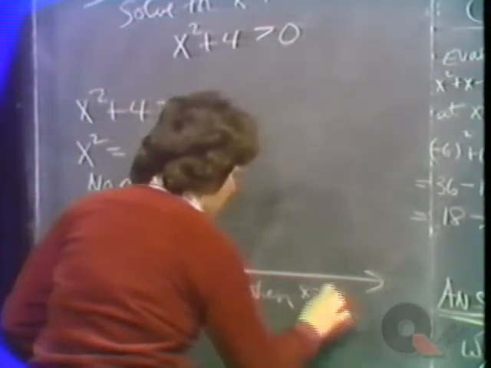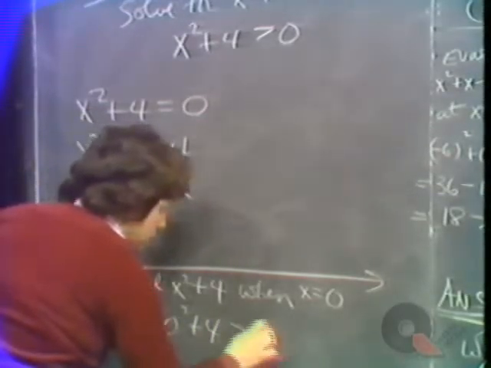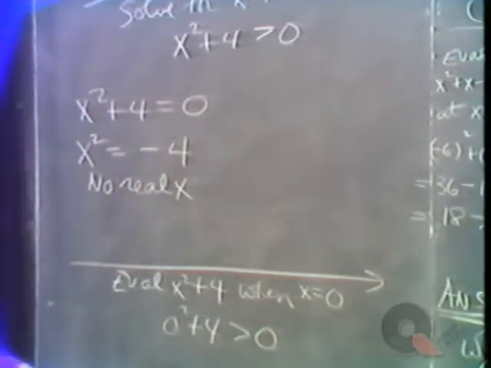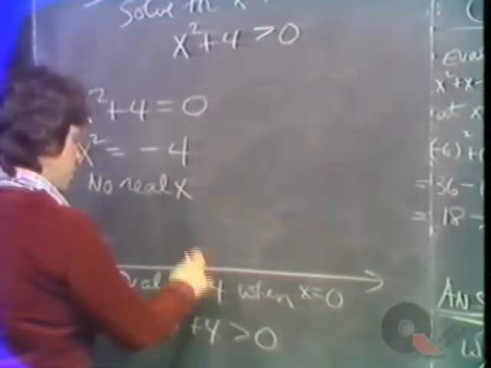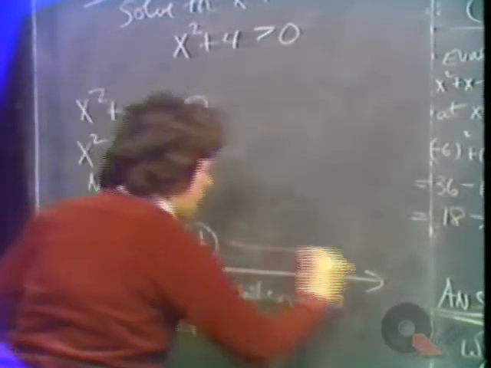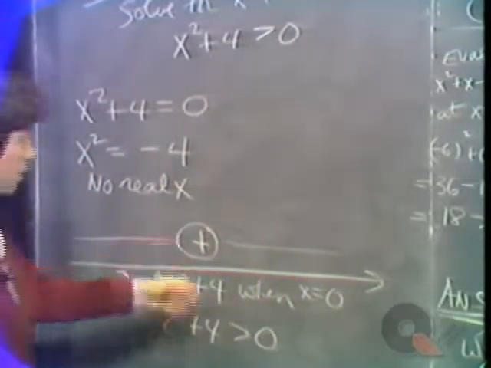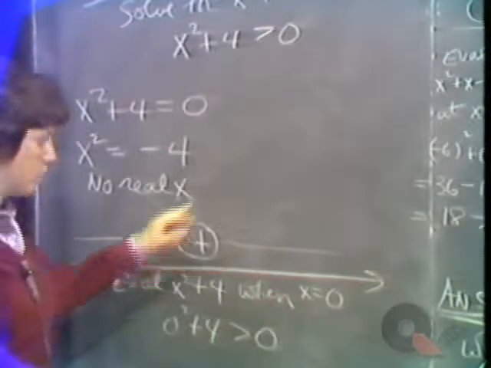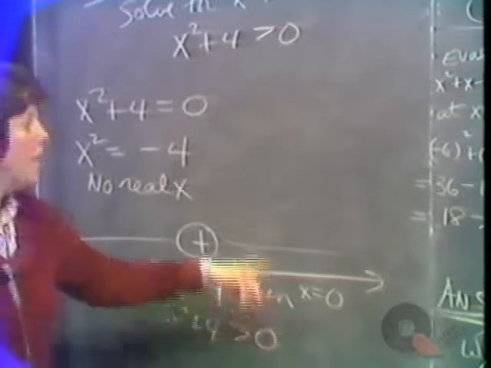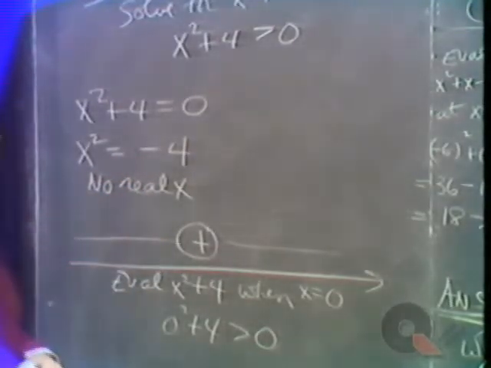when x equals 0, and you see you get 0 squared plus 4, and it's positive. Since x squared plus 4 is positive at a testing value of 0, it must be positive throughout. In other words, you pick any testing value, whatever the sign is at that testing value, that must be the sign for all real numbers. Because if it were to change, it would have to pass through 0. And this is never equal to 0. So any testing value will do.